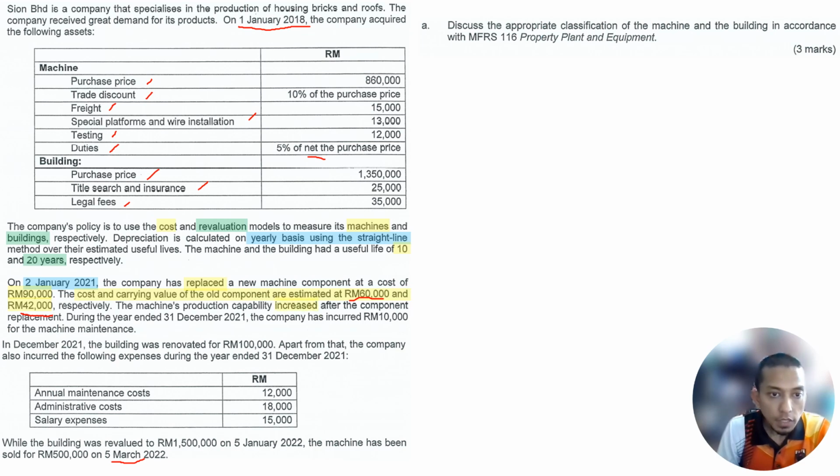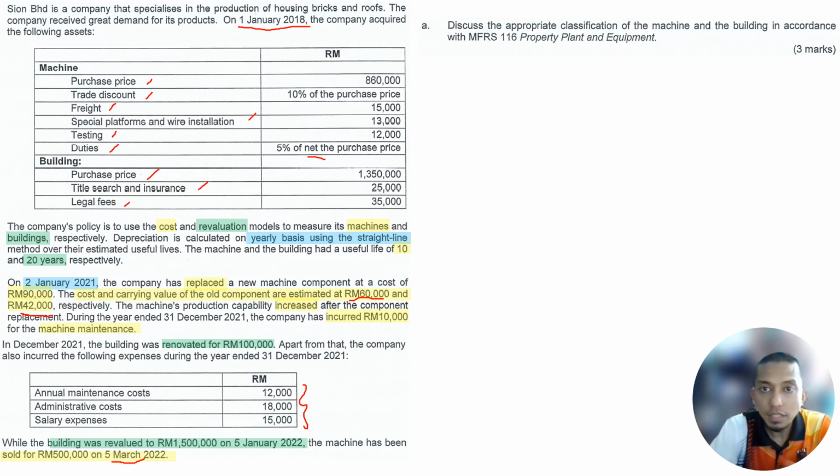So the question also mentioned that it is increased. So now we know that the new part is actually capitalized. The cost incurred is 10,000 for maintenance. Maintenance or any routine is not included. Renovation is for building, the renovation is 100,000. So renovation we need to include. Other costs mentioned here, annual maintenance, administrative and expenses, are normal operating expenses. The building was revalued to 1.5 million on 5 January 2022, and a machine was sold for 500,000 on 5 March 2022. All right, so now we proceed with the question.